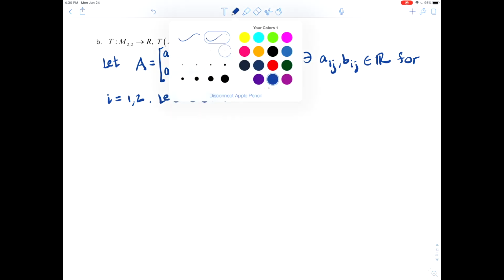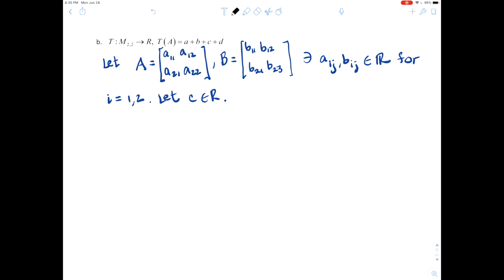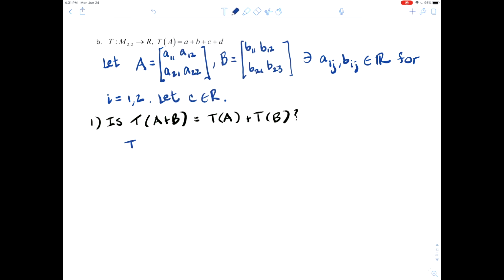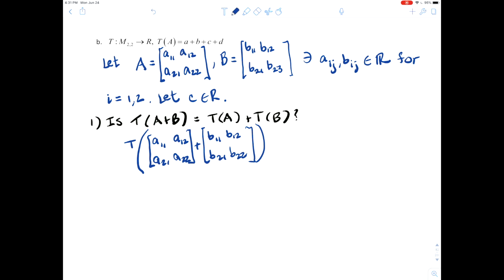We'll have 2 verifications to make. So for one of them, we want to find out, is T of A plus B equal to T of A plus T of B? So that's the first question we're answering. So let's do it. On the left, we'd have T of what? It would be A11, A12, A21, A22 plus B11, B12, B21, and B22. That's our left-hand side. That's T of quantity A plus B.